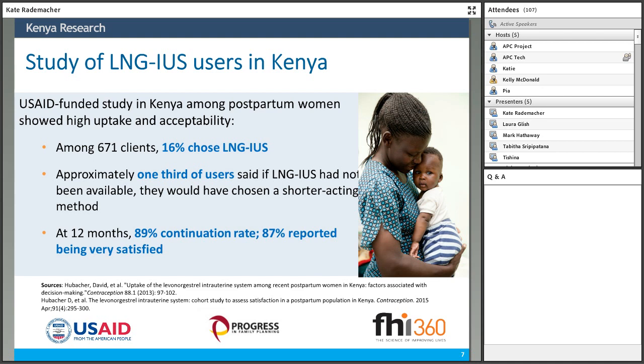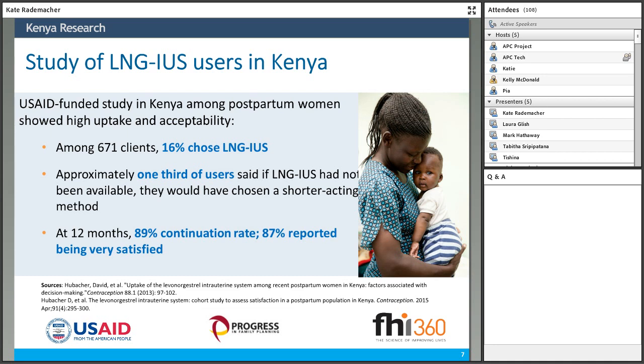That study offered a full variety of methods to postpartum women, and among the 671 clients offered the LNG-IUS, 16% chose the method. A cohort of women was followed over 12 months, and as Mark noted, as we see in other studies, the LNG-IUS also had high continuation rates and high satisfaction rates, which were comparable to implants.